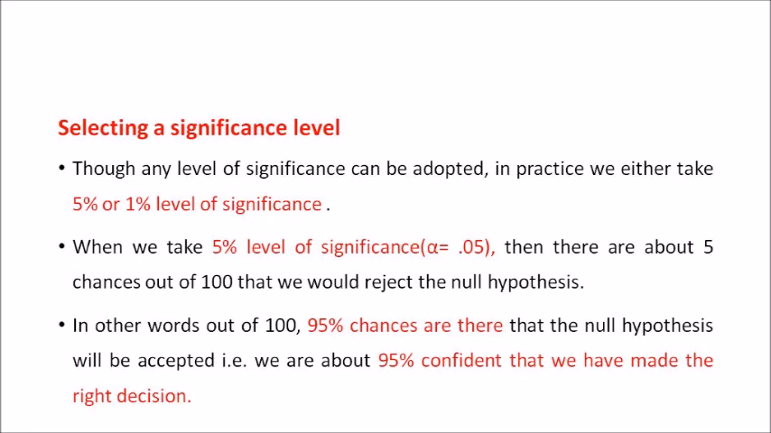This is very important. It is denoted by alpha. So what does it mean? The level of significance is 5%. There are about 5 chances out of 100 that we would reject, or 95% chances that we will be accepting the null hypothesis, which means we are 95% confident that we have made the right decision. I hope it is clear.